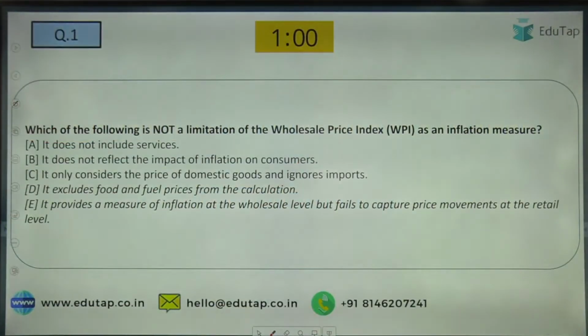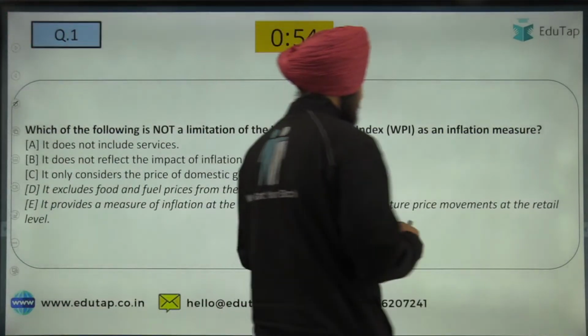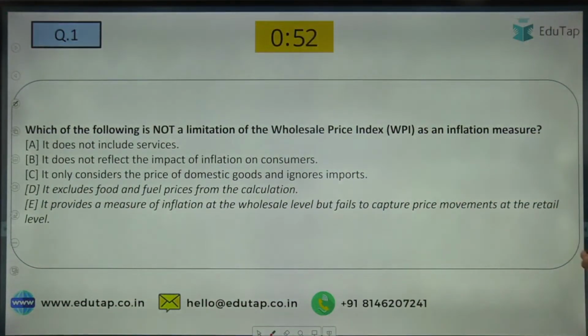The first question for today from the finance section is: which of the following is not a limitation of the wholesale price index as an inflation measure? So, which of the following is not a limitation of the wholesale price index as an inflation measure?